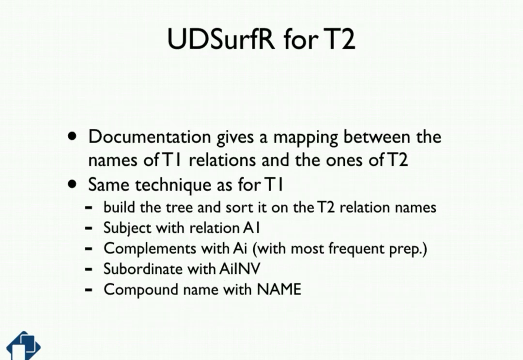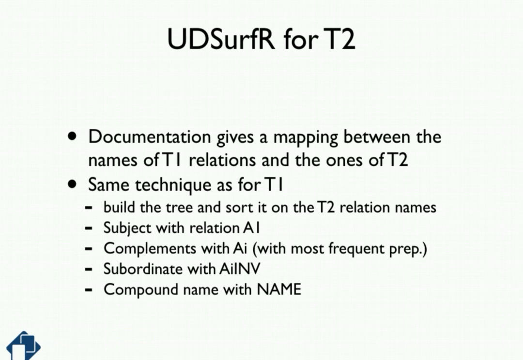And then for now, if we adapt it for T2, then what we did is more or less the same. That is, the documentation of the task gives a mapping between the names of the T1 relations and the ones of T2. So we just map the names of the T1 relations and the ones of T2. So we build the tree and sort it on the T2 relation name. So for example, a subject with relation AI, complements with AI.